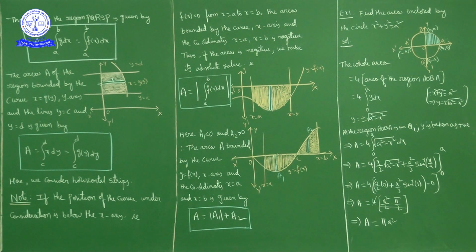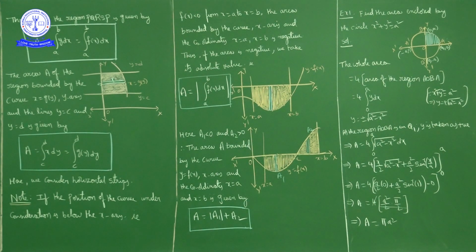But in between x is equal to a to x is equal to c, function is negative, and from x is equal to c to x is equal to b, function is positive. So we will calculate area like this: integral a to c of y equal to f of x dx, but we will take its modulus. Modulus we will take because this area is negative, so to take absolute value we take modulus. Suppose this is a1, this is a2. Area A is equal to modulus of a1 plus a2, because c to b area is above x axis, that is positive.